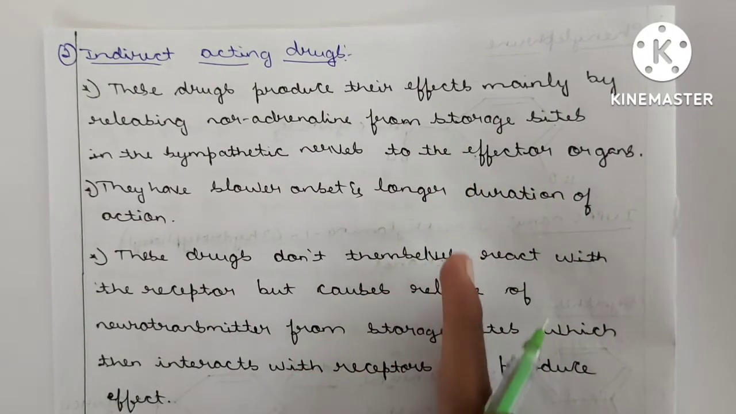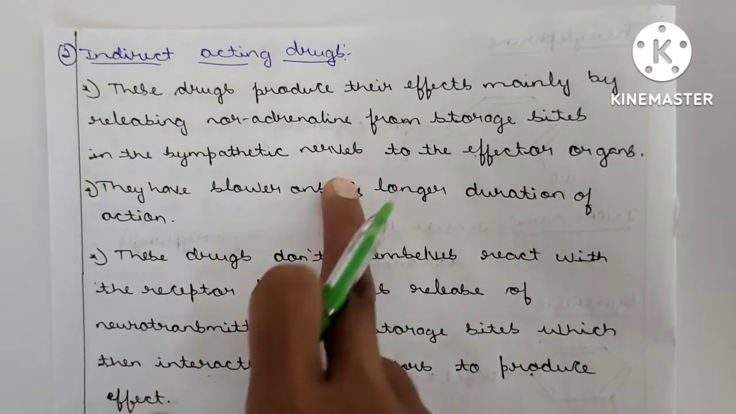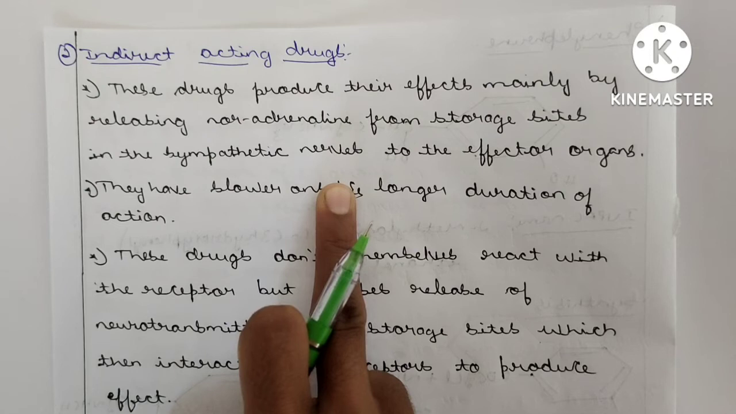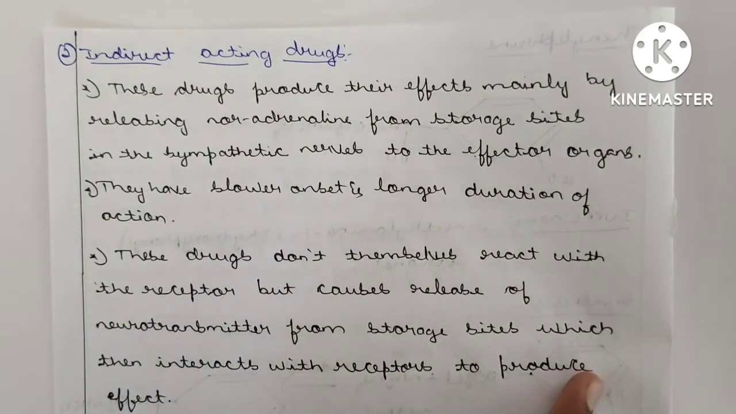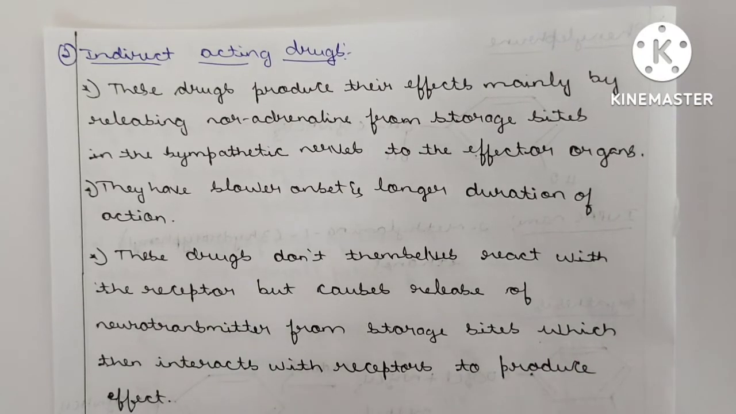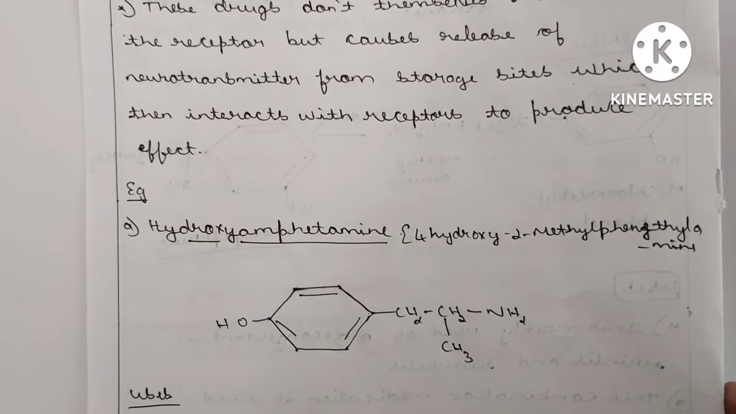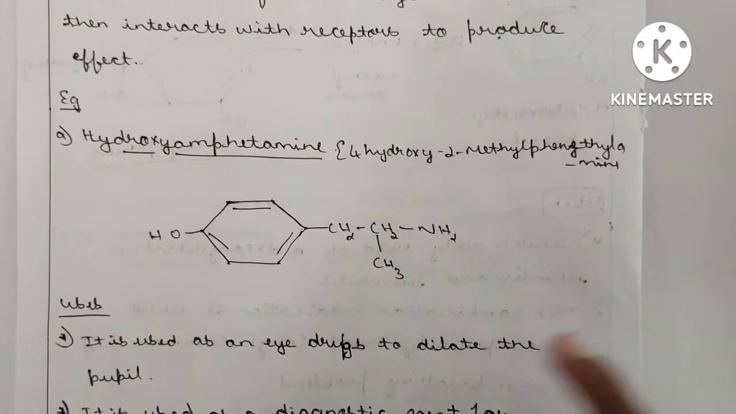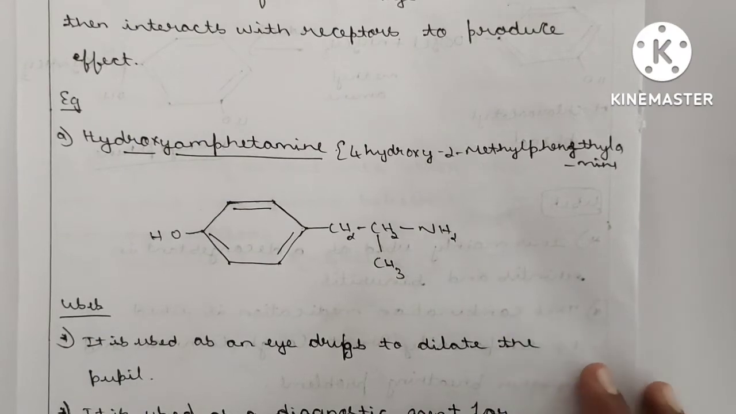promote these neurotransmitters to go and attack the sites, alpha and beta sites, not these indirect acting drugs themselves. They will promote the neurotransmitters. Very simple. Example, say hydroxyamphetamine. Very simple. Hydroxyamphetamine structure. Practice this structure. Used as an eye drop to dilate the pupil.